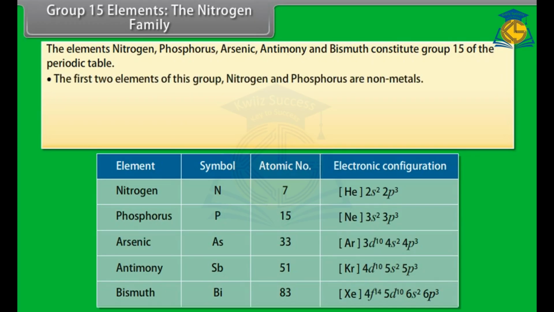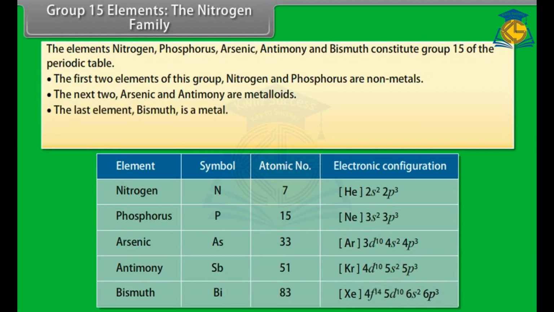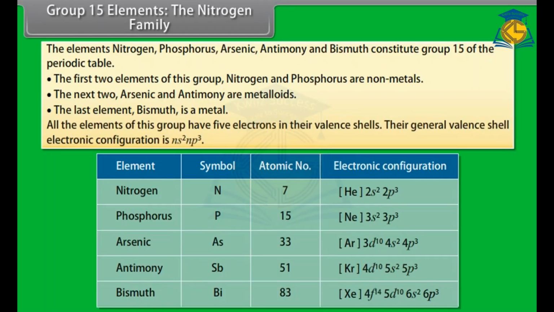The first two elements of this group, nitrogen and phosphorus, are non-metals. The next two, arsenic and antimony, are metalloids. The last element, bismuth, is a metal. All the elements of this group have 5 electrons in their valence shell. Their general valence shell electronic configuration is ns2np3.